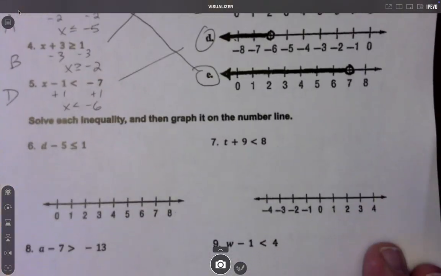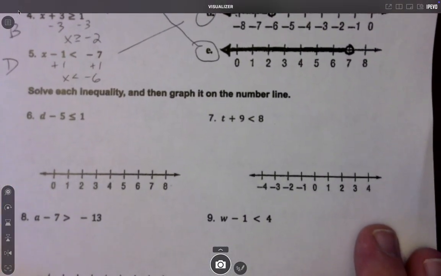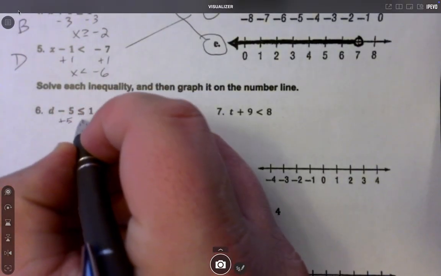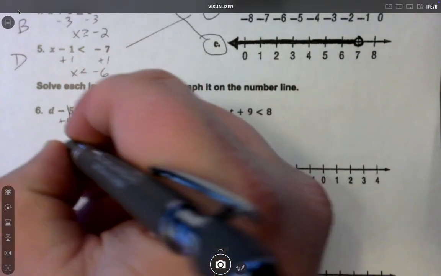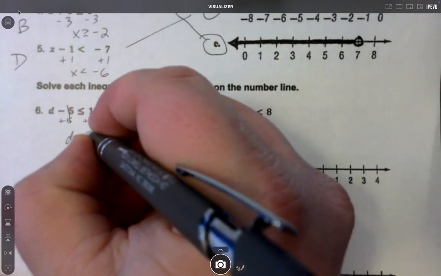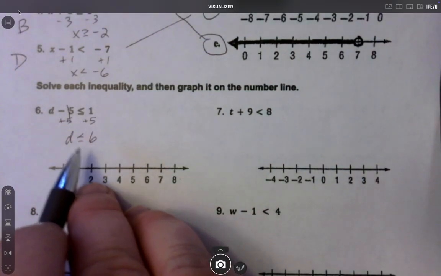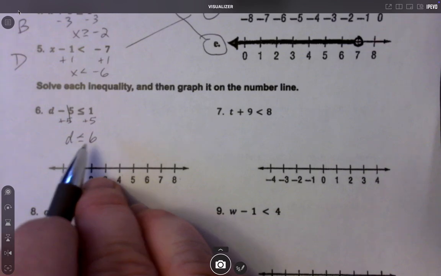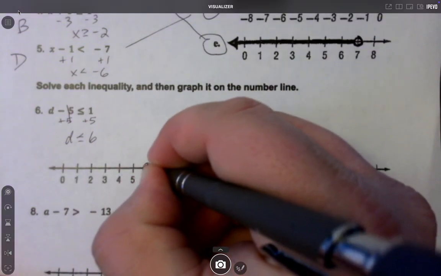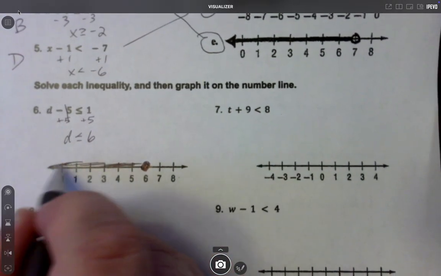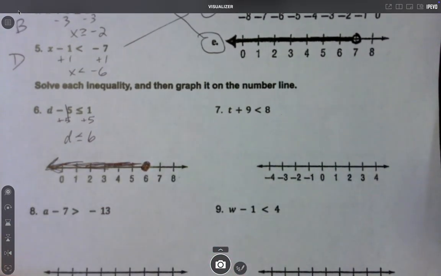Okay, now after we solve them, instead of matching it to a graph, we're going to actually graph them ourselves. So we start by adding 5 to both sides. That gives us D is less than or equal to 6. Because it's got an or equal to, we put a closed dot on the number 6. And since it's less than or equal to, we shade it to the left. If you want to shade just above the line instead of right on the line, that's fine. Just make sure it's clear which direction you're going.